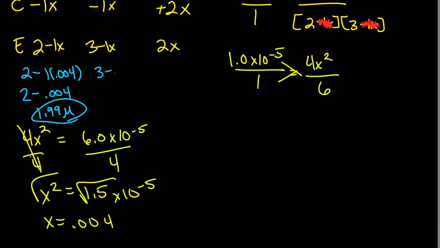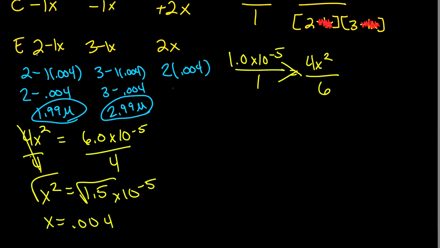So 3 minus 1 times 0.004, which is 3 minus 0.004. I'm going to get 2.99 molar for the next reactant. And for the last one, 2 times 0.004 gives me 0.008 molar. So I went from having no concentration to having a concentration, and that is a significant change, and that's what matters.